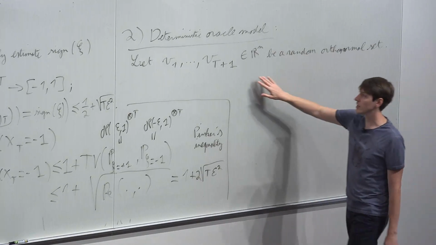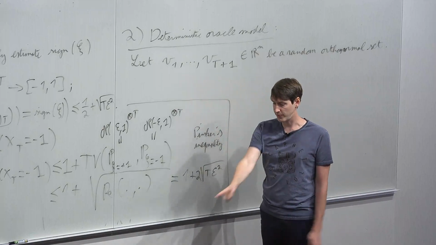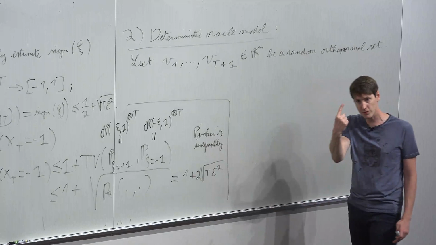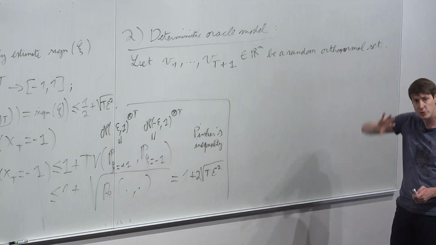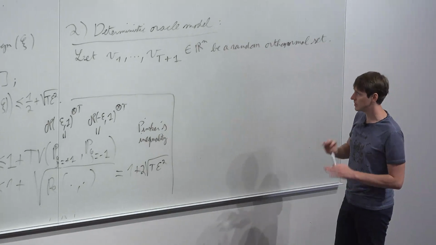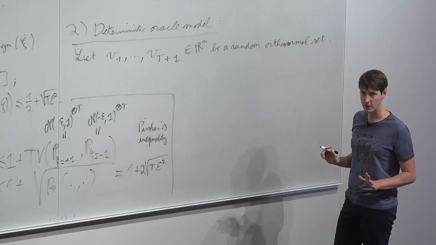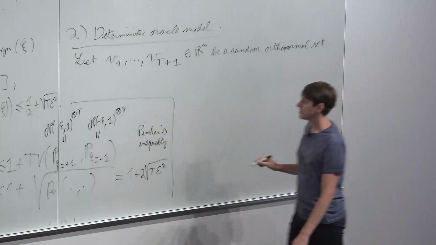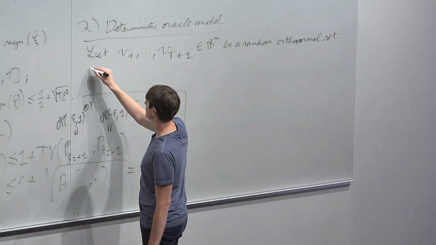If you want, right now you can just think v1 is the first vector of the canonical basis, v2 is the second vector of the canonical basis, and so on and so forth. And then you just apply a random rotation. And if you don't want to think about the random rotations, that's fine. Okay, so I have this random orthonormal set. And I'm going to define f of x like this.